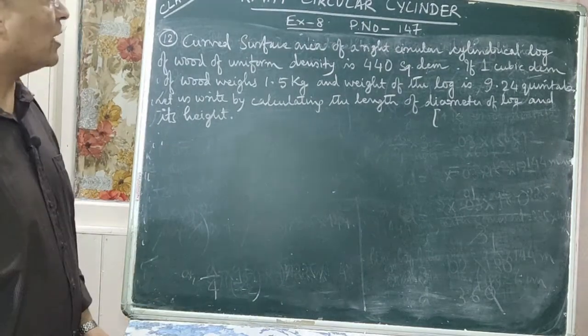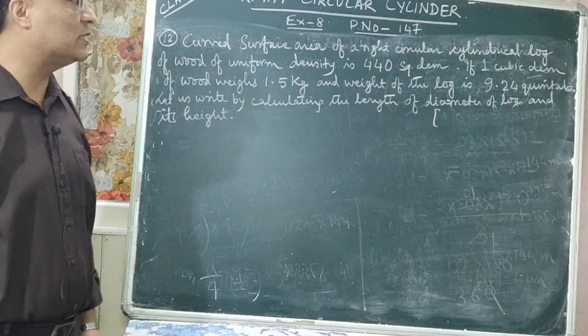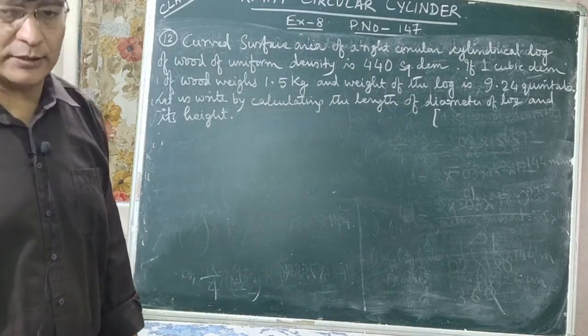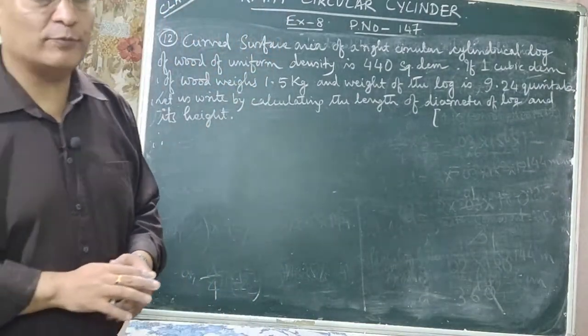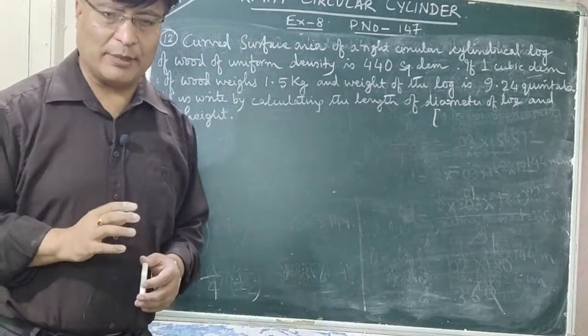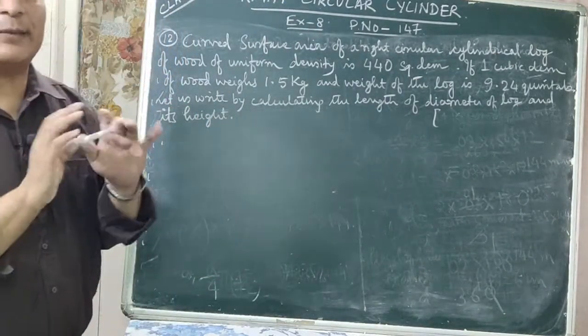Curved surface area of a right circular cylindrical log of wood of uniform density is 440 square decimeter. So there is a log of wood. Log of wood means a tree trunk, we call it that, right? That tree trunk also has what shape? It has a right circular cylindrical shape.